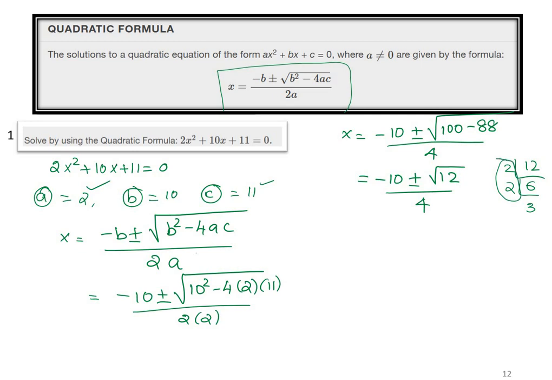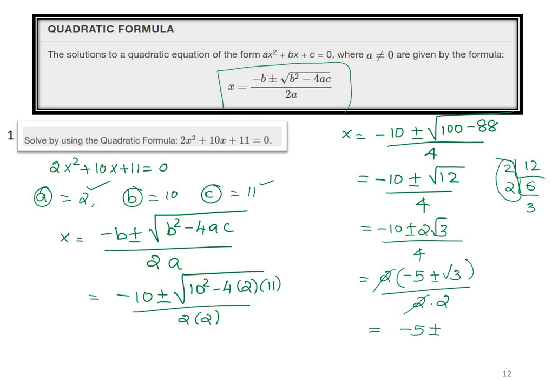Make a group of 2. That is negative 10 plus or minus 2 inside, 3 outside. No, I mean 2 outside, 3 inside, divided by 4. So we can take a 2 as a common term. So negative 5 inside plus or minus square root of 3 over 2 times 2, that is 4, cancel out. So it is negative 5 plus or minus square root of 3 over 2.